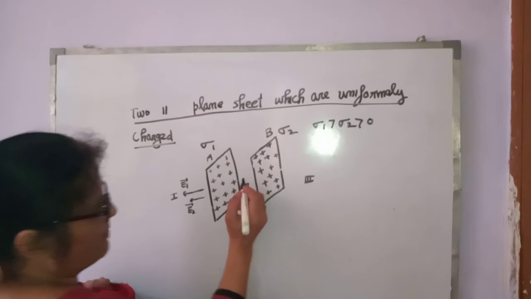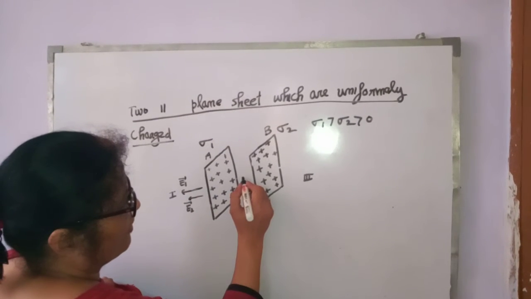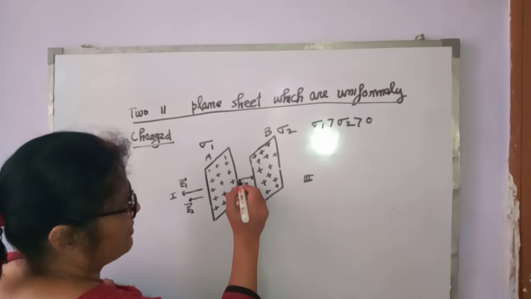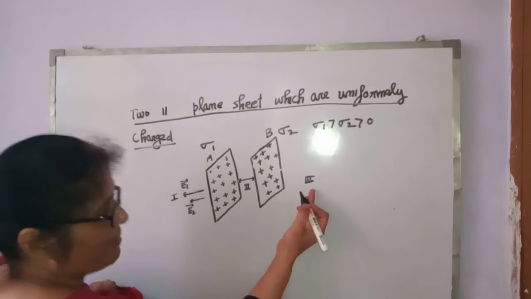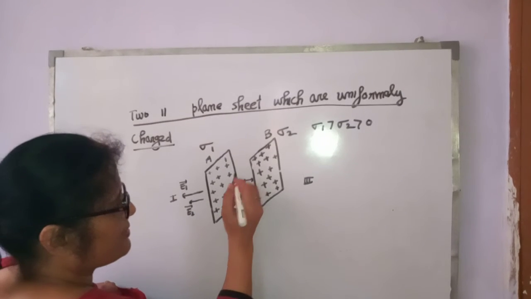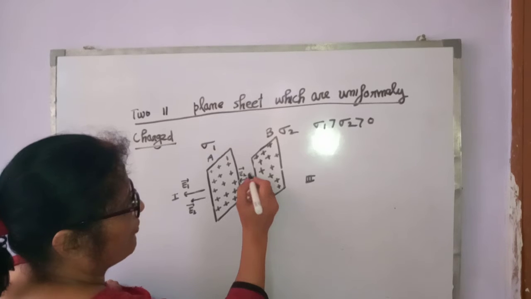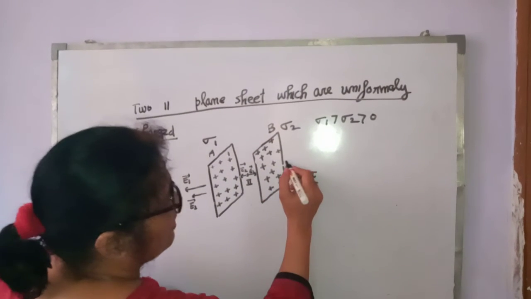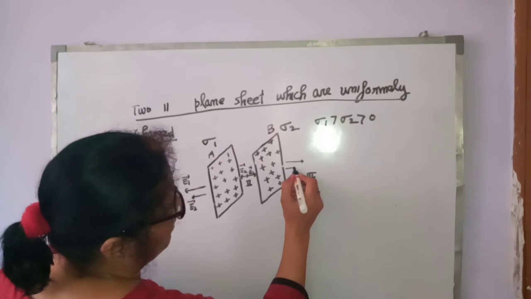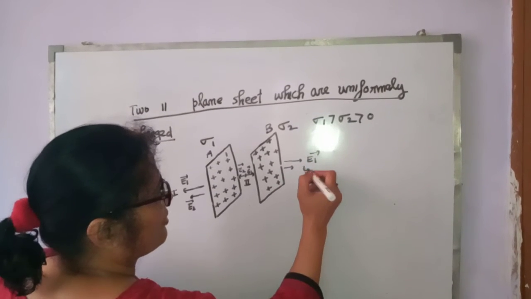What happens in this one? Now in this one, E1 is greater. So this is E1 and this is E2, because it is away from plate 1 and away from plate 2. Then this is the direction of E2 and this is the direction of E1. In this space, both are in the same direction, that means away from the plate. This is the direction of E1 and this is the direction of E2.